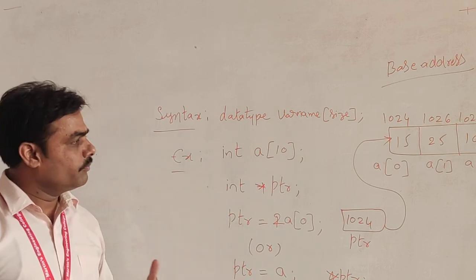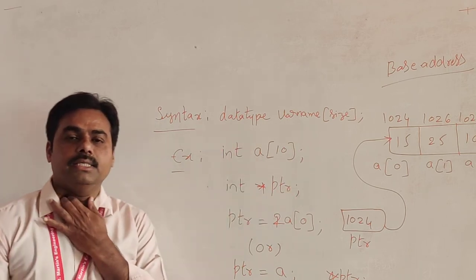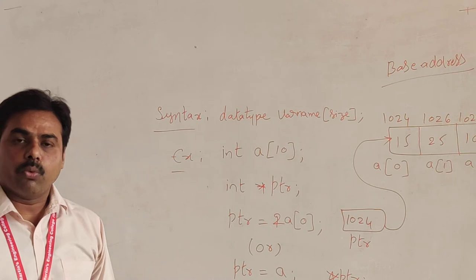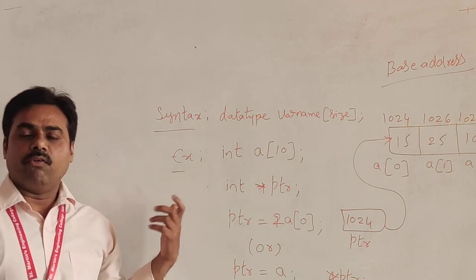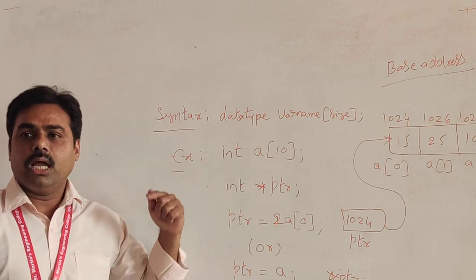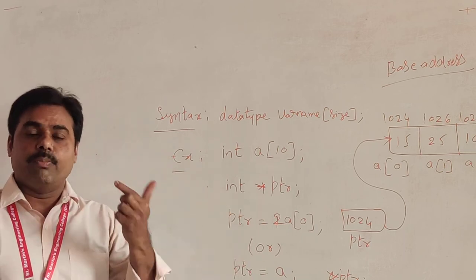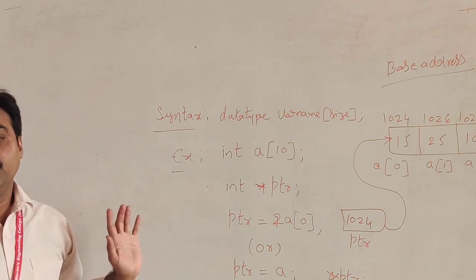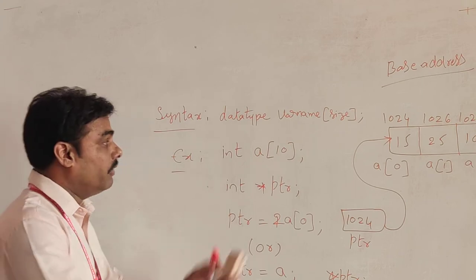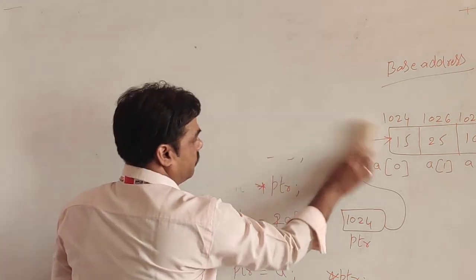Now we will try to understand how all these things are implemented, with the help of an example program: how to execute it, and what our intent is. So we read the elements into the array with the help of pointers, as well as display the array elements in reverse order with the help of the pointer. For better understanding, I will explain the same concept with the help of the example program now.